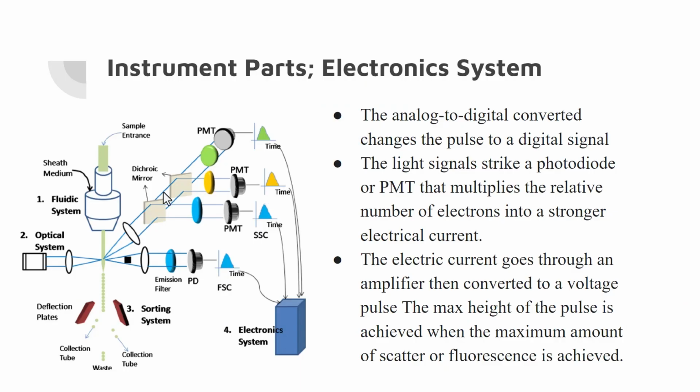So since we spent some time on the fluidic and the optical systems, we're going to be talking a little bit about the electronic system. Once the sample is actually inserted into the collection vessel and the laser is passing through the sample, the light signal is going to strike a photodiode or photomultiplier tube, and this is going to multiply the relative number of electrons into a stronger electrical current. And the type of information conversion is going to be analog to digital. Essentially, the electrical current is going to go through an amplifier, which is going to be converted to a voltage pulse. And the max height of the pulse is achieved when the maximum amount of scattered or fluorescence is achieved.